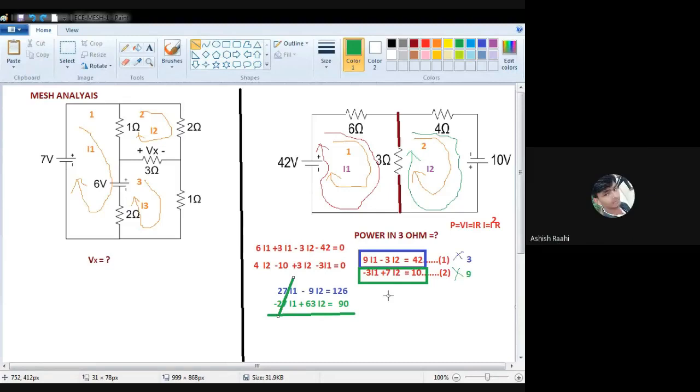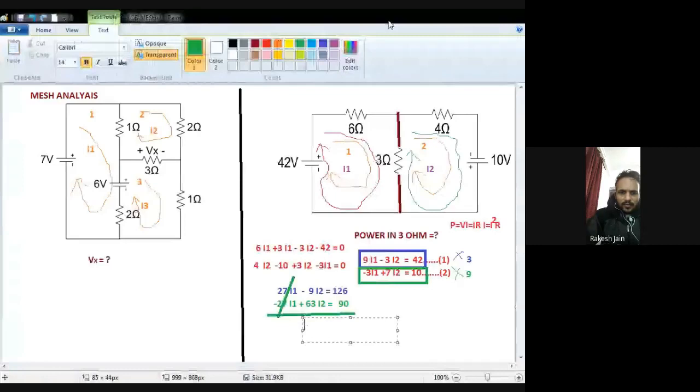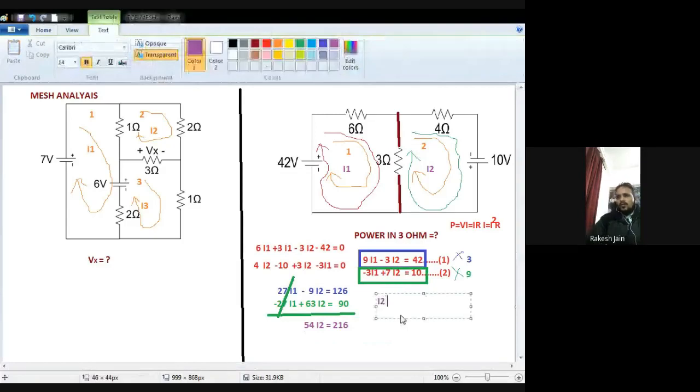Okay, so now 63 minus 9 is 54, so this will be equal to 54 I2, that is equal to 126 plus 90, that is equal to 216. So what is the value of I2? You will find the value of I2. So I2 will be equal to 216 divided by 54.